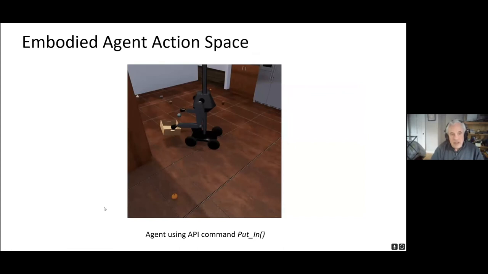For the challenge, we developed a high-level action space for the agent that includes commands such as put in and pour out. Here you see Magnabot performing the put in action. It's actually been slowed down a little bit, so you can see the nuances of the arm articulation taking place.